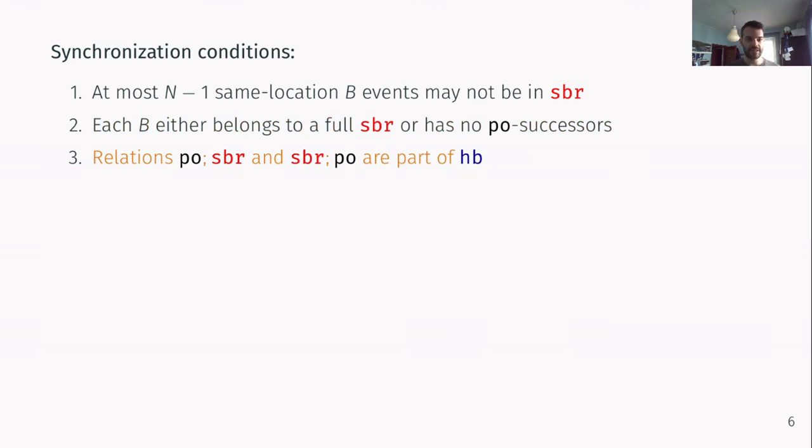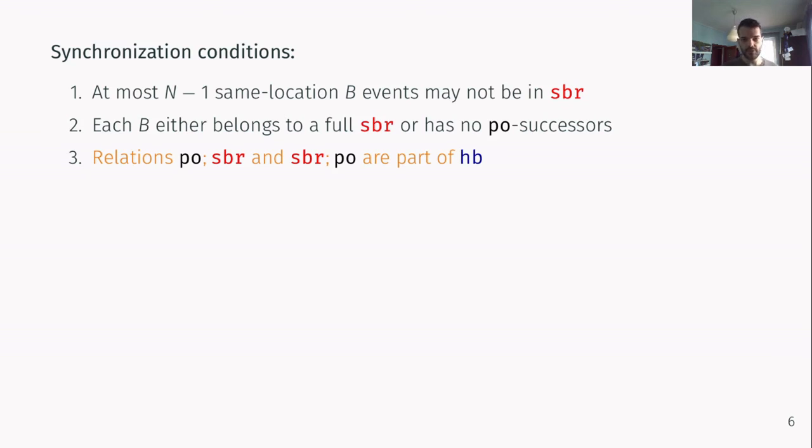And finally, the last condition says that the composition of PO and SBR and the composition of SBR and PO are part of HB. HB stands for happens-before, and this is a synchronization relation that's memory model specific, so it's part of the underlying memory model. The only thing that's important to know about HB here is that it is a strict partial order.